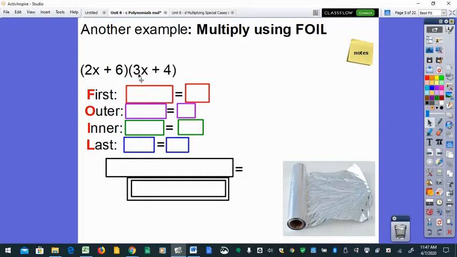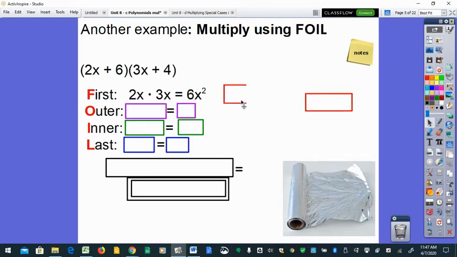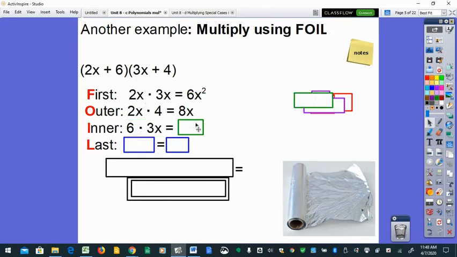So the first terms would be the 2x and the 3x. We multiply them and we get 6x squared. The outer would be the 2x and the 4. 2x times 4 would give me 8x. The inner would be the 6 stuck in the middle. 6 times 3x would give me 18x. We're going to join him up with his like term in a minute. And the last would be the 2 constants, the 6 times the 4, which would be 24.